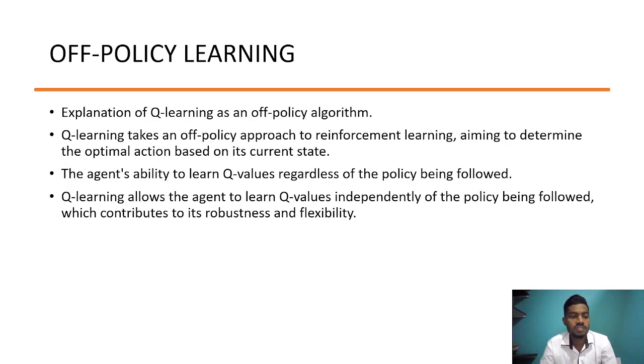Off-policy learning. Explanation of Q-learning as an off-policy algorithm. Q-learning takes an off-policy approach to reinforcement learning, aiming to determine the optimal action based on its current state. The agent can learn Q values regardless of the policy being followed. Q-learning allows the agent to learn Q values independently of the policy being followed, which contributes to its robustness and flexibility.